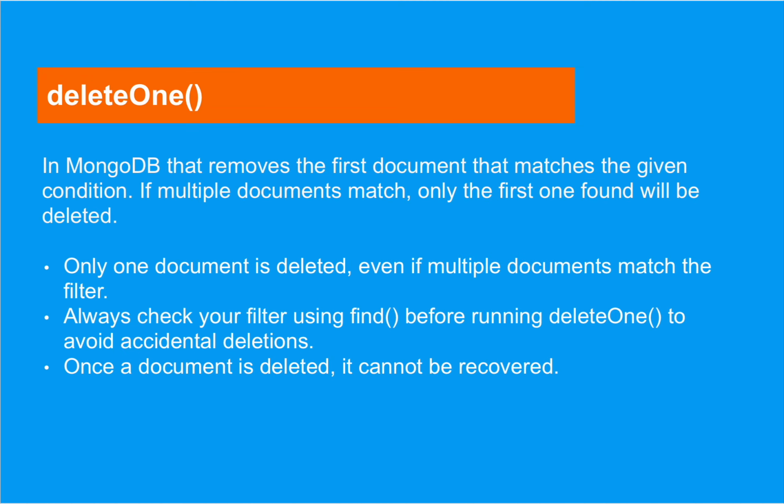deleteOne is a method in MongoDB that removes the first document that matches the given condition. If multiple documents match the condition, only the first one found will be deleted. The deleteOne command deletes only one document even if multiple documents match the filter. Always check your filter using the find command before running deleteOne to avoid accidental deletions. Once a document is deleted, it cannot be recovered.